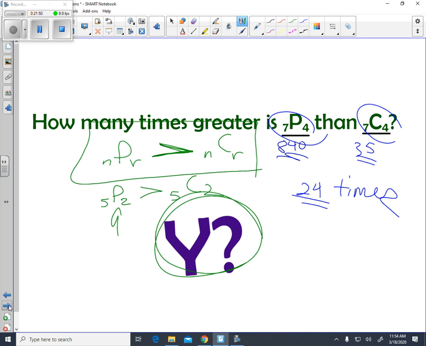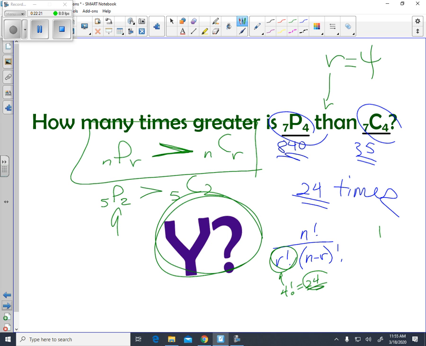And if you think about it, it would make sense because remember the combination formula? The combination formula has that extra r factorial. And in this problem right here, r is 4, right? So we have an extra 4 factorial right here, and 4 factorial is 24. There's an extra 24 in the denominator. What happens to the value of a fraction when the denominator gets bigger? Yeah, it's getting smaller and smaller, right? So this 24 makes this answer 24 times smaller. 35 is 24 times smaller than this.